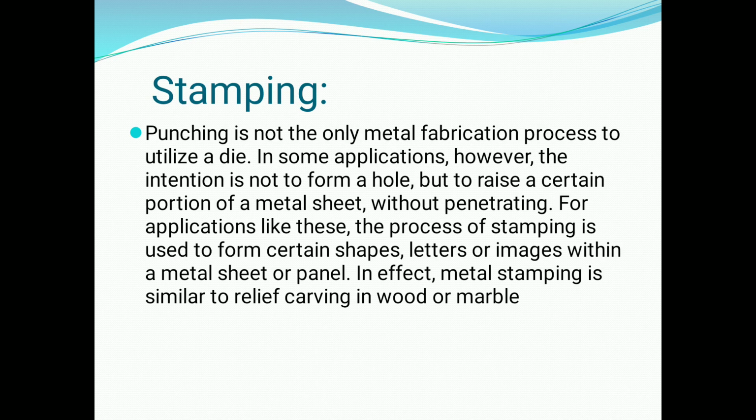The last process is stamping. Punching is not the only metal fabrication process to utilize a die. In some applications, however, the intention is not to form a hole but to slice a certain portion of a metal sheet without penetrating. For applications like this, the process of stamping is used to form certain shapes, letters or images within a metal sheet or panel. In effect, metal stamping is similar to relief carving in wood or marble, etc.